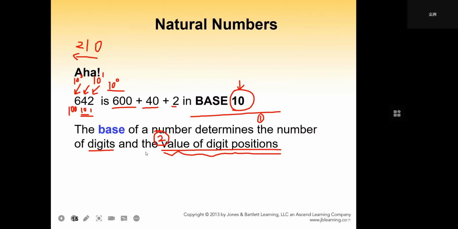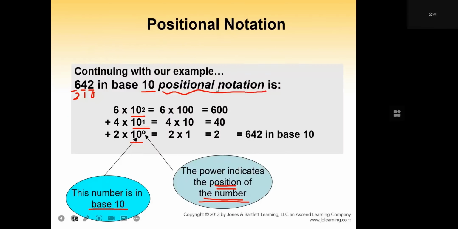And secondly, it determines the value of digit positions. Because I said the positions represent 1, 10, 100 because the base is 10. So it determines the value of digit positions. So 642 in base 10 positional notation, we can write like this: 6 times 10 to the power 2, plus 4 times 10 to the power 1, plus 2 times 10 to the power 0.